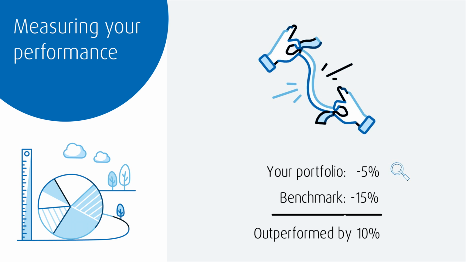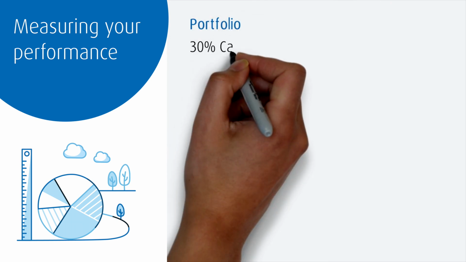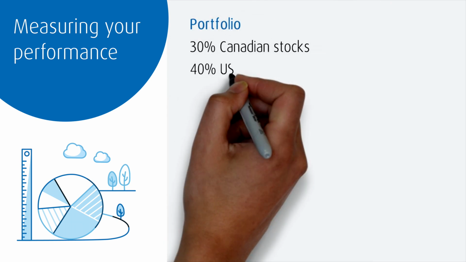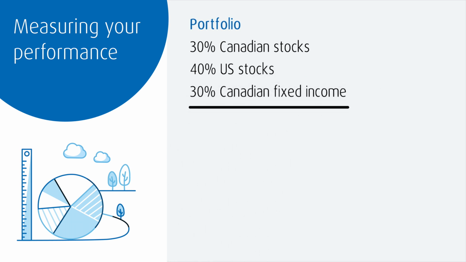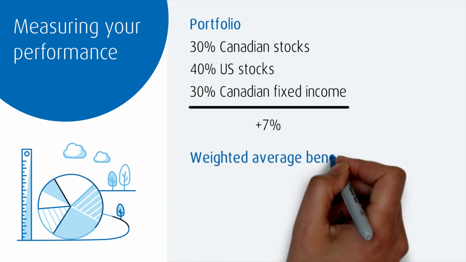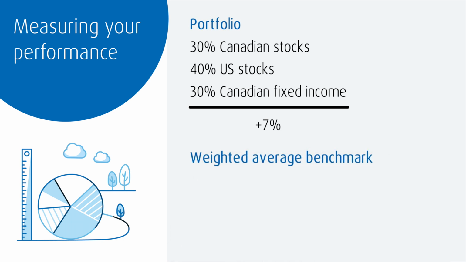Another example will demonstrate how taking into account your level of risk is also important. Let's say your portfolio is made up of 30% Canadian stocks, 40% US stocks, and 30% Canadian fixed income. The return for your portfolio over the year was 7%. Is this good? We won't really know unless we calculate the weighted average benchmark return. Luckily, it's easy to do this. We simply take the return for each asset class and multiply it by the weight of our exposure to these asset classes, then sum up all the numbers.